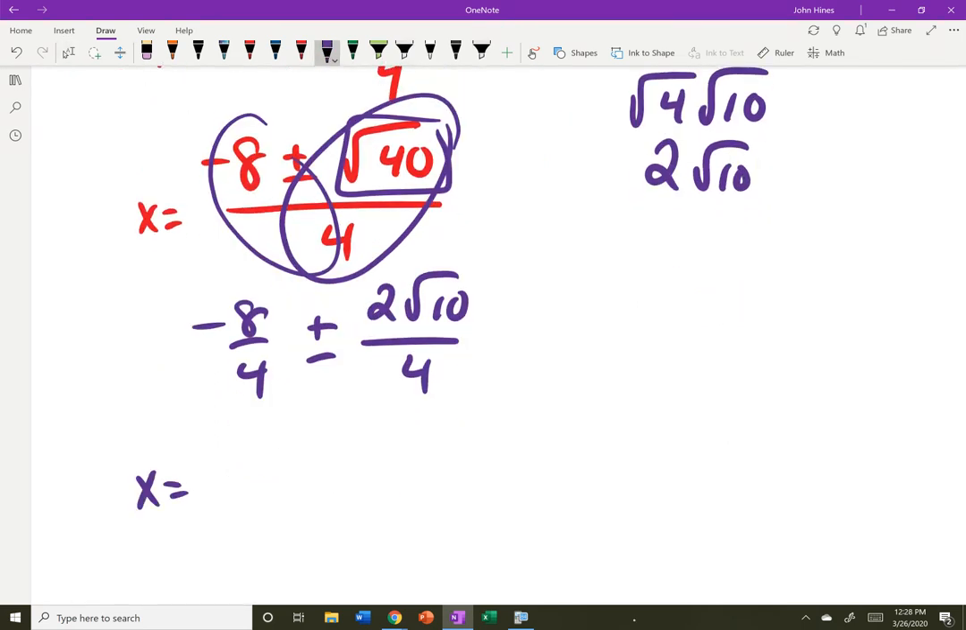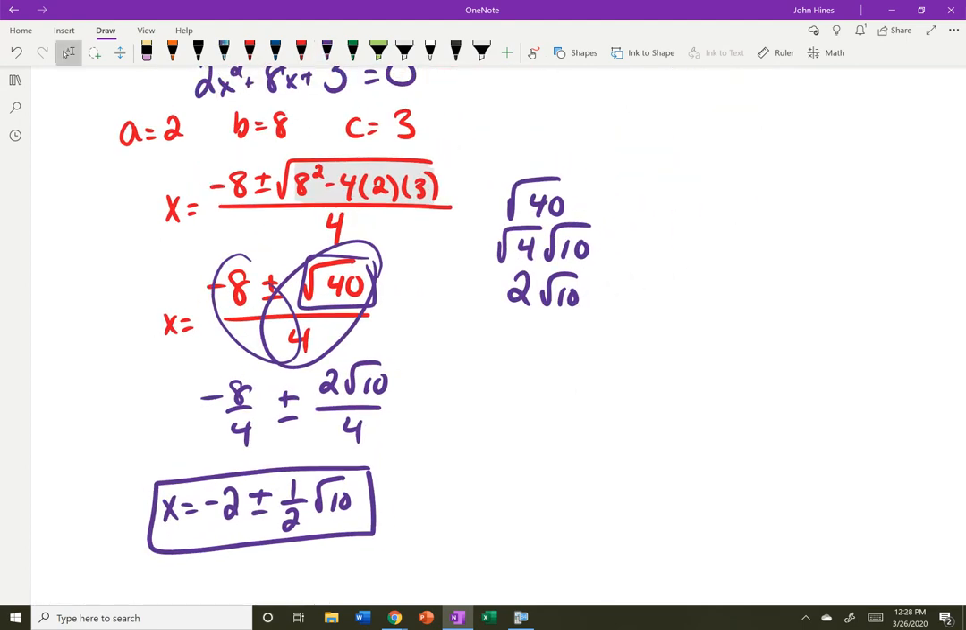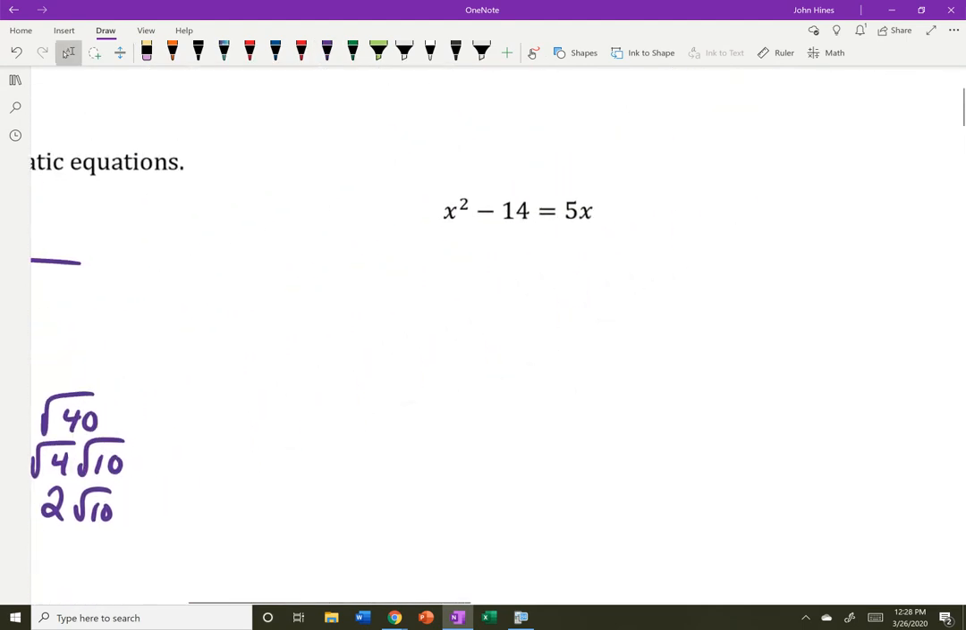So my final answers are negative 2 plus or minus 1/2 radical 10. I simplified these fractions. Remember, the radical you never touch. It's just the number out front. So I got irrational answers to that quadratic equation because the sum of a rational and an irrational is always irrational.